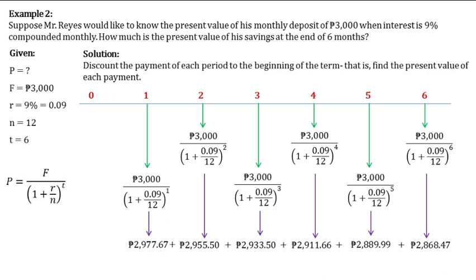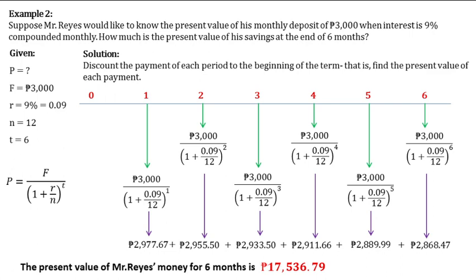Then, we get the sum nung mga na-compute nating values. So, 2,977.67 plus 2,955.50 plus 2,933.50 plus 2,911.66 plus 2,889.99 plus 2,868.47, yan ay 17,536.79, which means the present value of Mr. Reyes' money for 6 months is 17,536.79 para magkaroon siya ng 18,000.